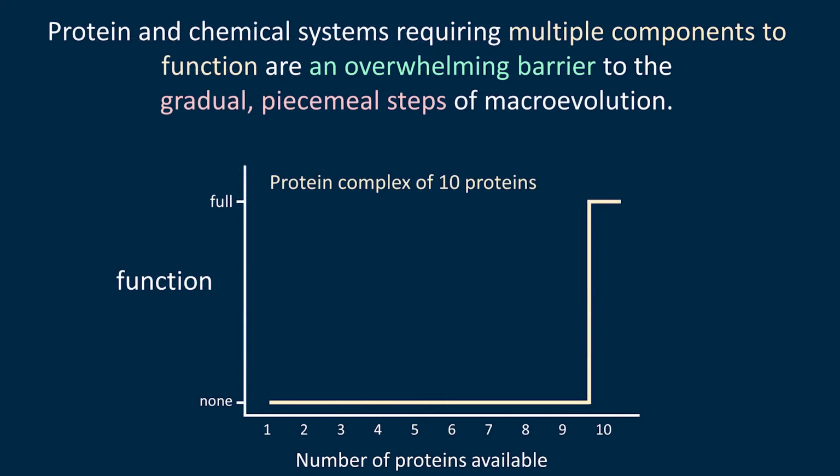I'm just going to give one example here. Protein and chemical systems that require multiple components to function are an overwhelming barrier to the gradual piecemeal steps of macroevolution.